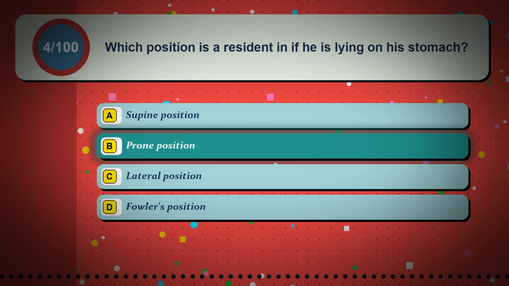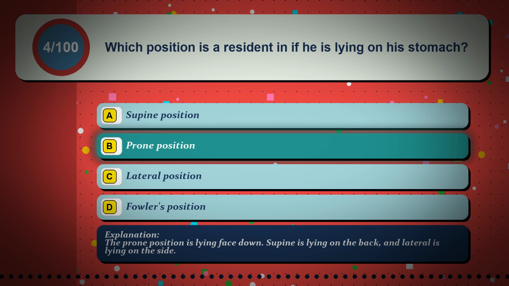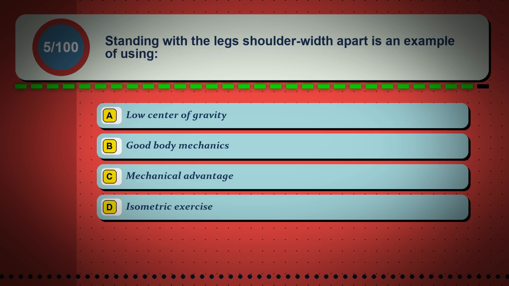The correct answer is option B. Prone position. The prone position is lying face down, supine is lying on the back, and lateral is lying on the side.